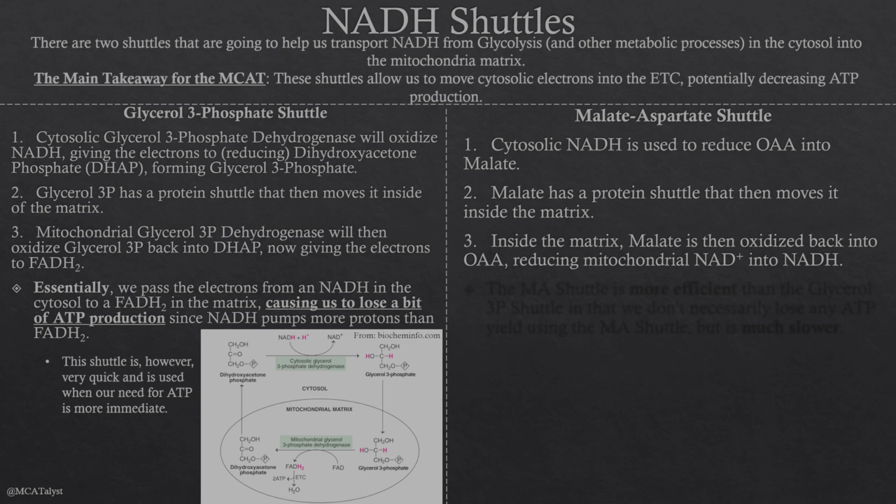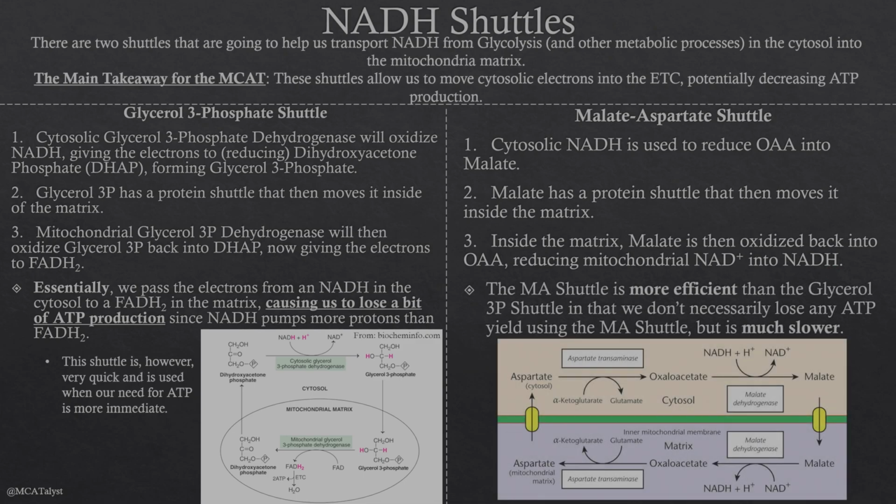Redox pairing, if something's oxidized, that means we get to reduce something else. And notice here, we get to reduce NAD back into NADH. Unlike the G3P shuttle, the malate aspartate shuttle actually reforms NADH in the mitochondrial matrix. So this shuttle, the malate aspartate shuttle, or MA shuttle for short, because I'm lazy, is actually going to be more efficient in ATP use because we're not really losing any ATP yield moving these electrons from the cytosol into the matrix. But it is, however, much slower.